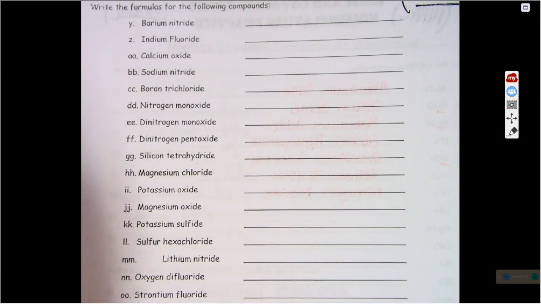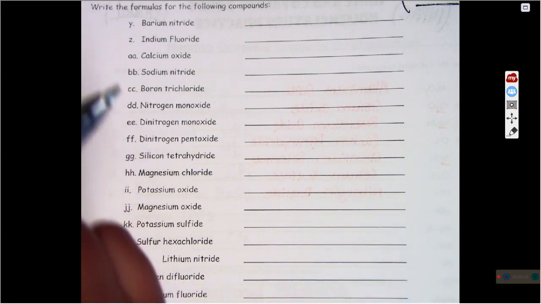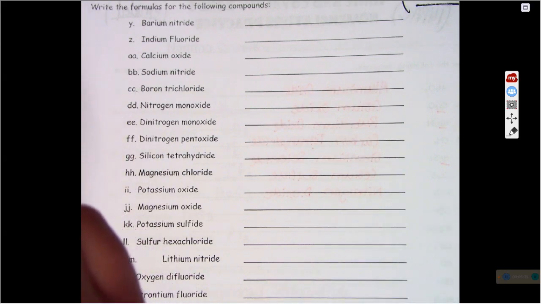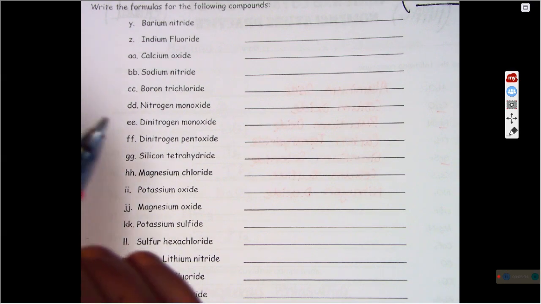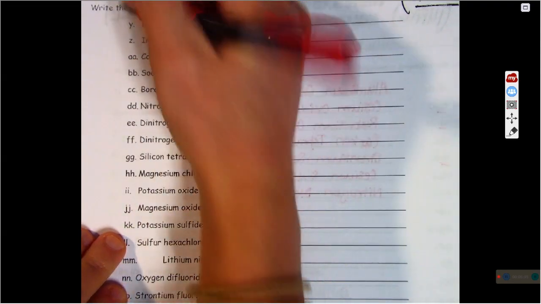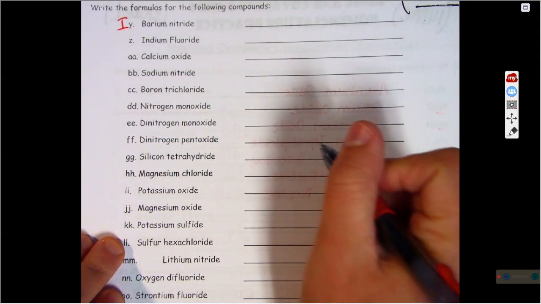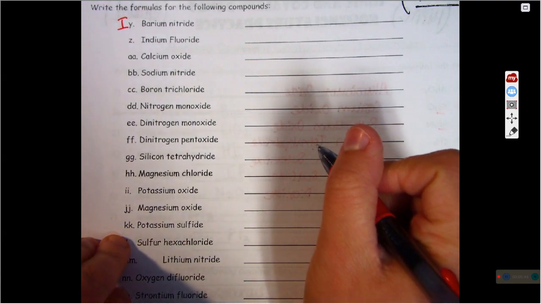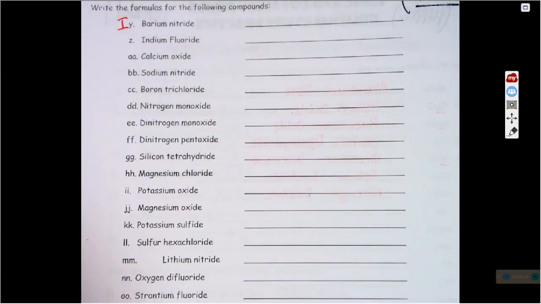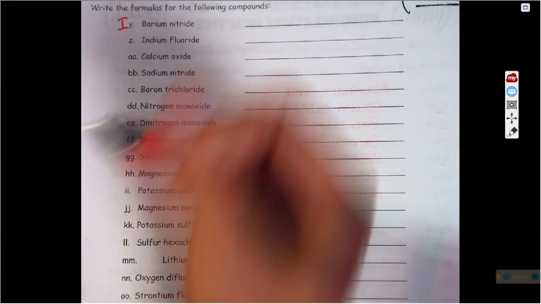Now remember, ionic and covalent, we find the formulas differently. If it's ionic, we have to drop and swap the charges. If it is covalent, we look at our prefixes only. So barium is a metal, so I'm going to write ionic right next to it. If it is ionic, I drop and swap the charges. What that means is that I look at the charge for barium, and I notice that barium is in group 2 and it has a positive 2 charge.